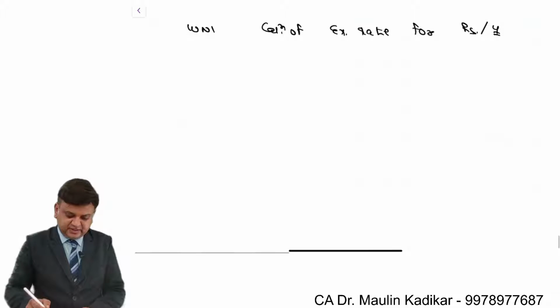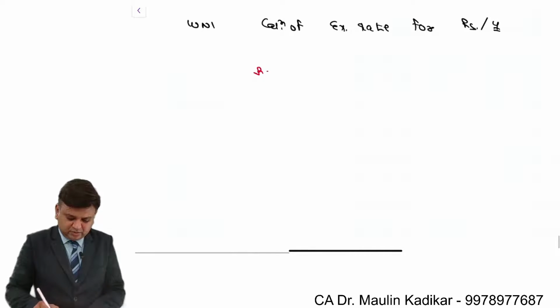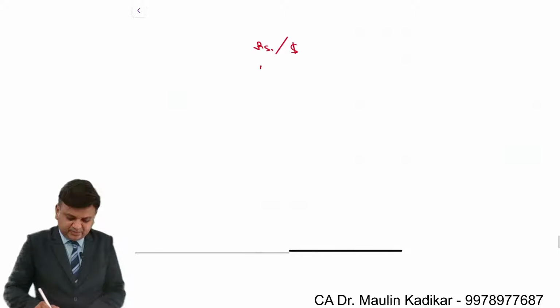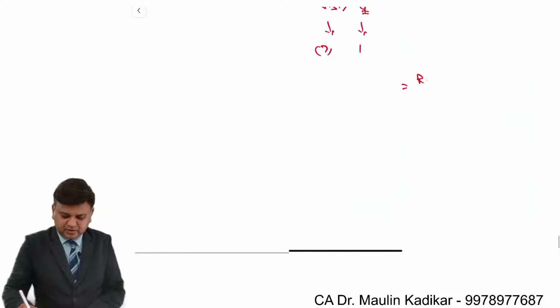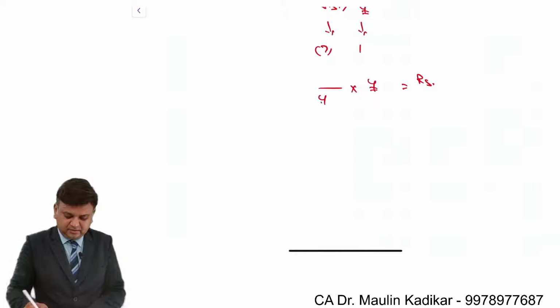We have been provided with the information about the rupees per dollar rate and the yen per dollar rate. So for rupees per yen, we will form an equation. 1 yen is equal to how much rupees? Rupees is the final answer. The answer is required per yen.